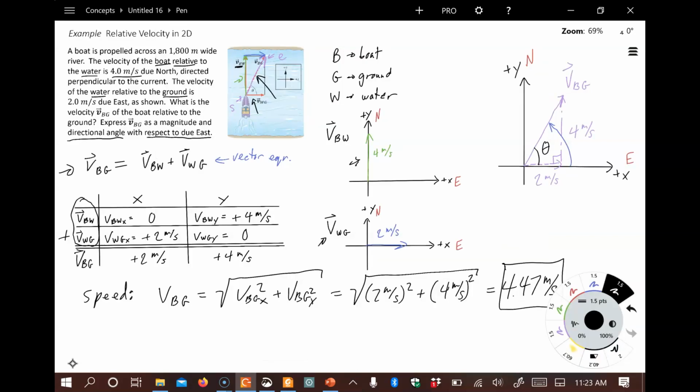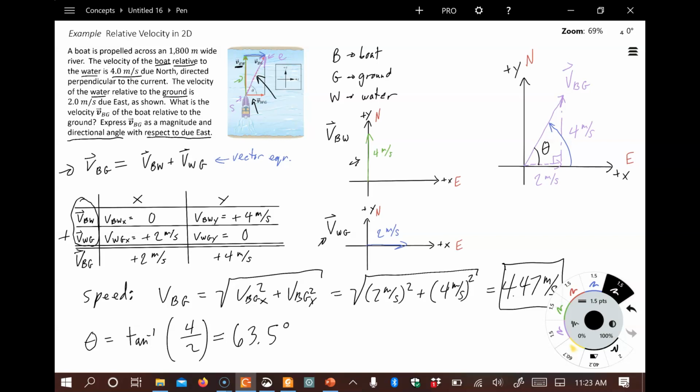Well, let's use our trigonometry to do that. That angle theta is going to be equal to the inverse tangent of the opposite side of the angle, 4, divided by the adjacent side, 2. And when we put that into our calculator, we get an answer here, 63.5 degrees. And how do we say that now?